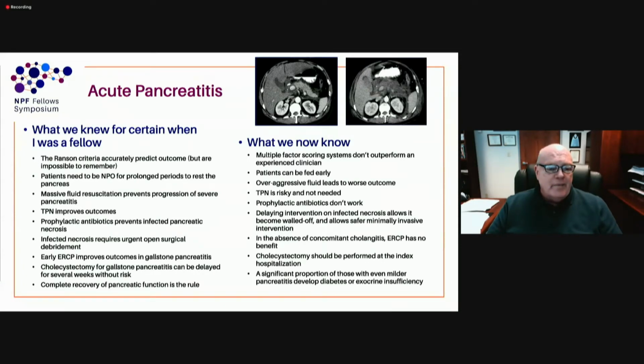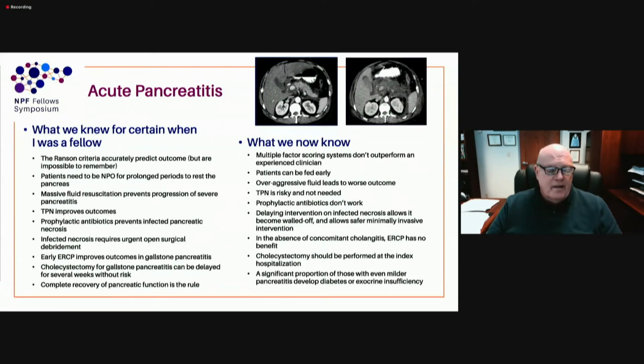We thought back then that patients had to be NPO for prolonged periods. Now we know patients can be fed early. We thought then that patients needed massive fluid resuscitation. And now we know that over-aggressive fluid resuscitation can actually lead to worse outcomes in select patients. On the left, we thought that TPN improved outcomes, and now we know TPN is risky and not needed.